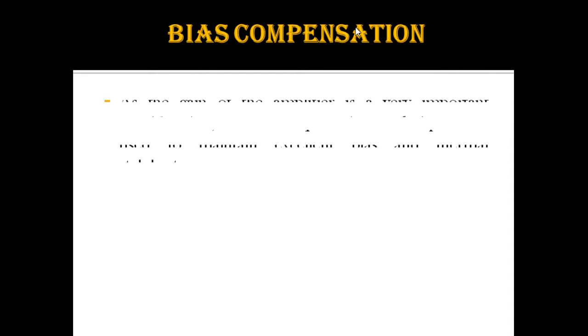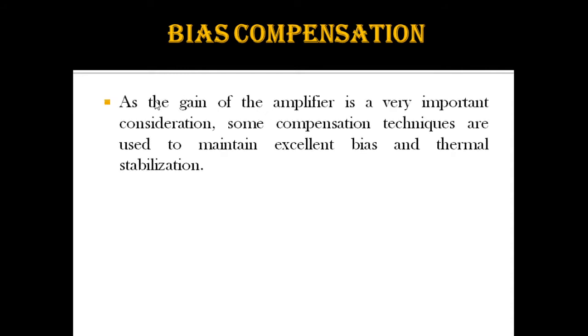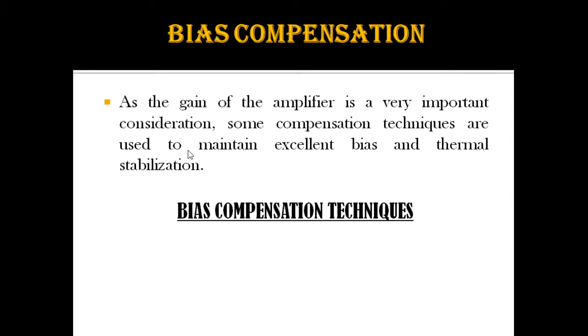This negative feedback, although it improves the stability of the operating point, reduces the gain of the amplifier. So in order to maintain the gain of the amplifier, we go for bias compensation techniques. As the gain of the amplifier is a very important consideration, some compensation techniques are used to maintain excellent bias and thermal stabilization. Okay. So now we are going to see some bias compensation techniques.